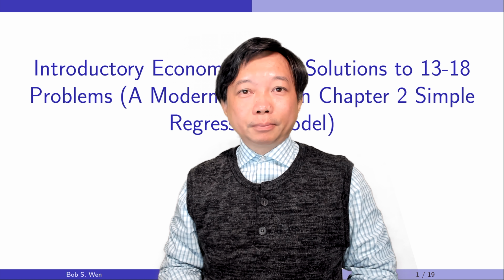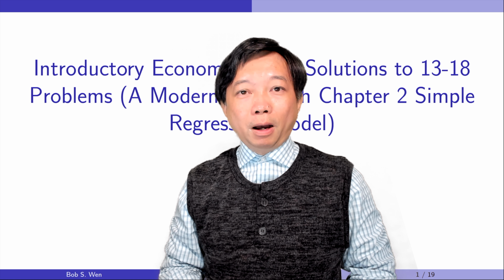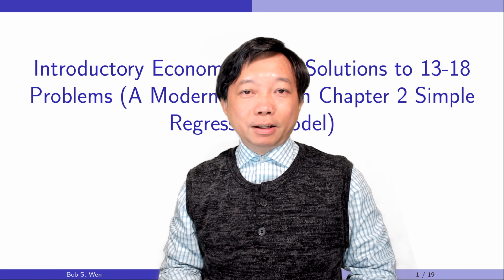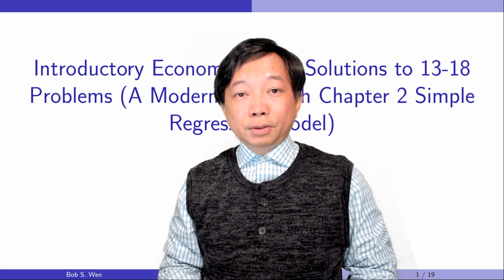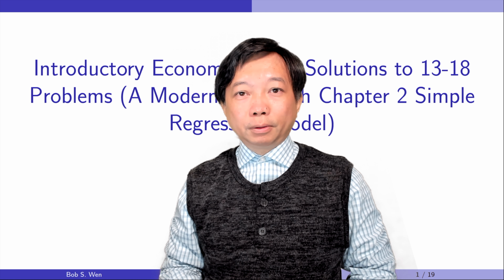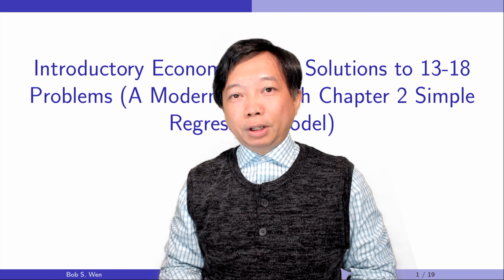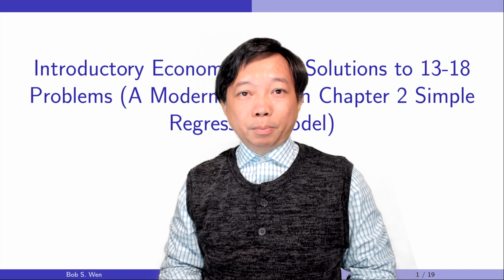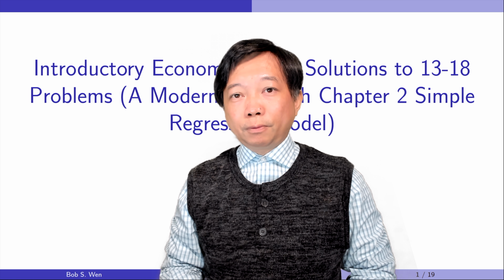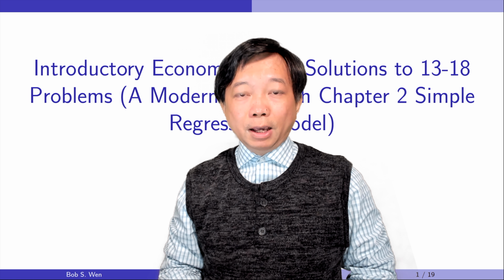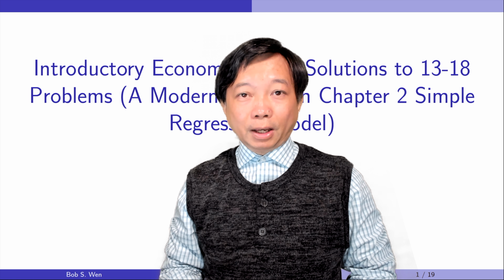Hi, I'm Bob. We have done the first two parts of the problems at the end of Chapter 2, the simple linear regression model, in the textbook Introductory Econometrics, a modern approach, the 7th edition. Today, let's complete the last 6 problems.